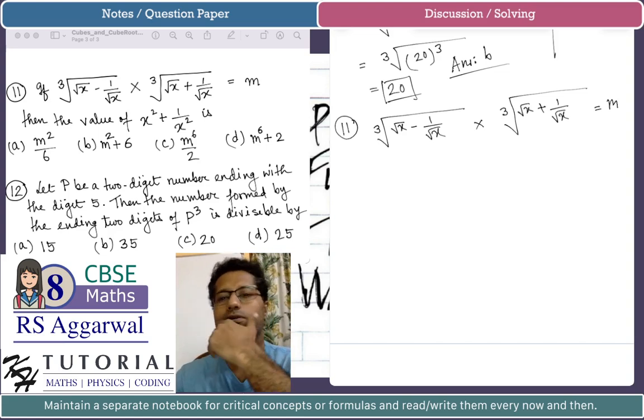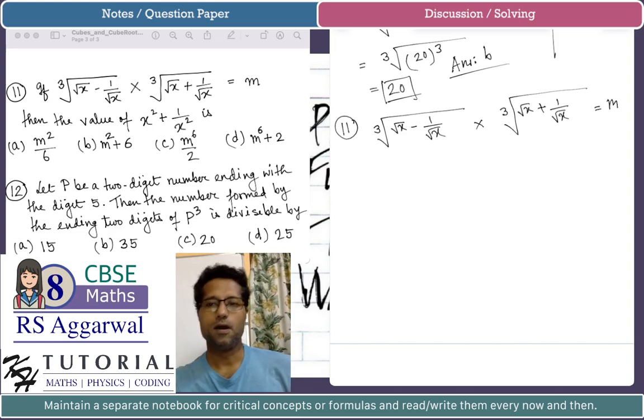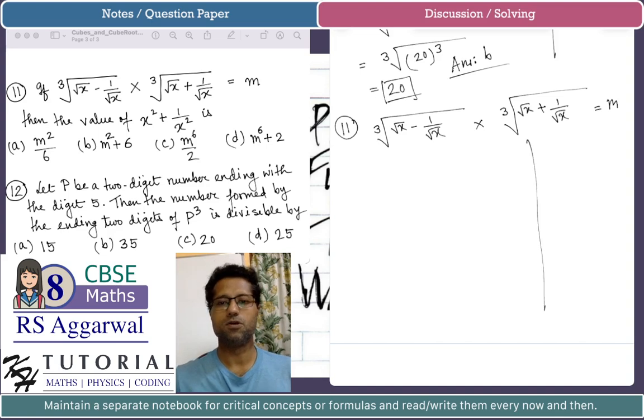Now we can see some pattern: inside the first cube root we have root x minus 1 by root x, and inside the second cube root we have the expression root x plus 1 by root x. These small things you must observe, and that observation can help you proceed with solving the problem.